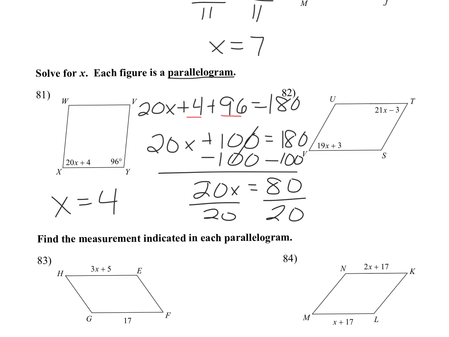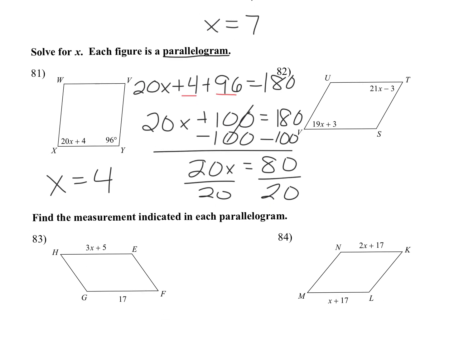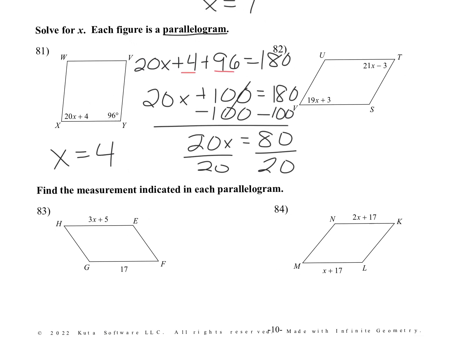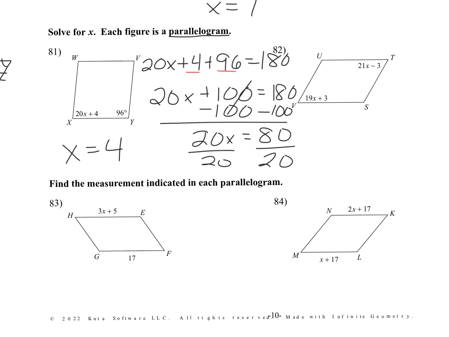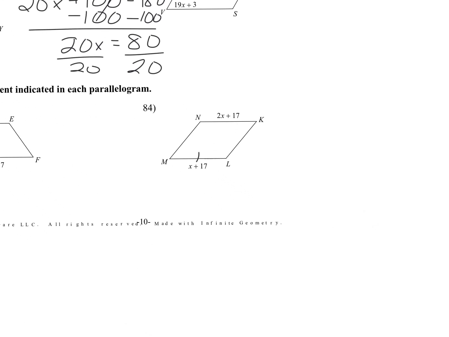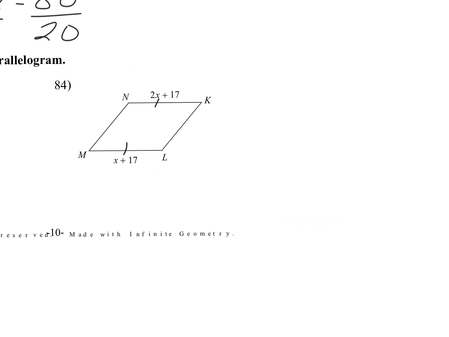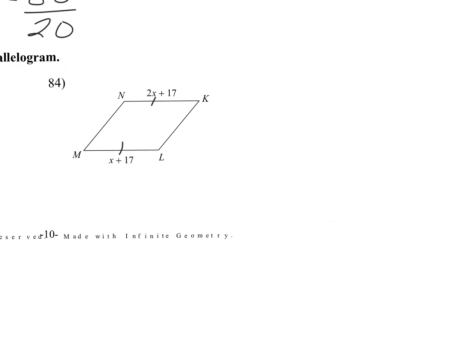Okay, I also want to look at 82 quick. Actually, the same concept's going to be in 84. Let's look at 84. What do we know about the given sides on 84? They're the same because they're across from each other, opposite of each other. So if we ever say they're the same, we want to set them equal to each other. So I'm going to have 2x plus 17 equals x plus 17.